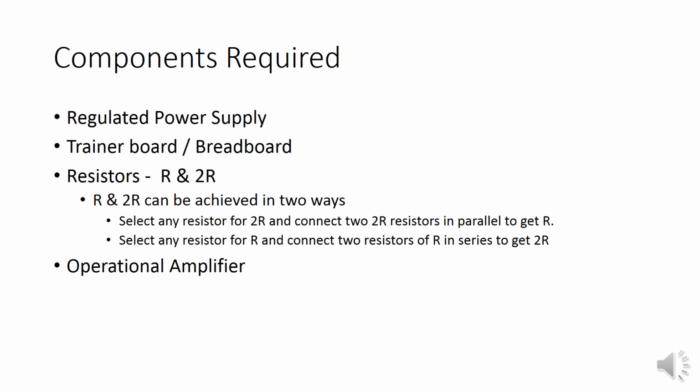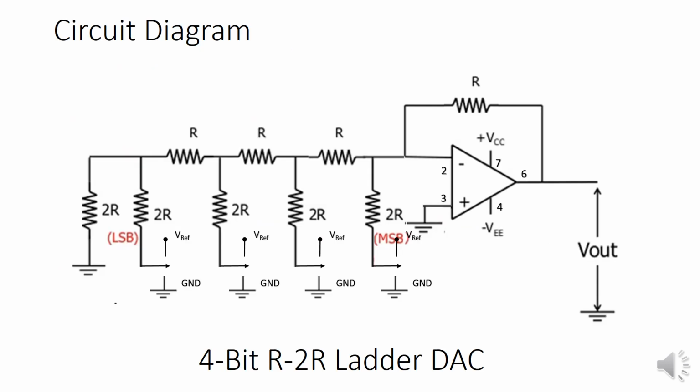And we need an operational amplifier to amplify the signal. Here we are going to use an LM741 op-amp. So this is the circuit diagram of a 4-bit R-2R ladder network DAC, in which the LSB is at the left hand side and MSB is at the right hand side. We need only two resistors R and 2R to construct a DAC of any bit length.